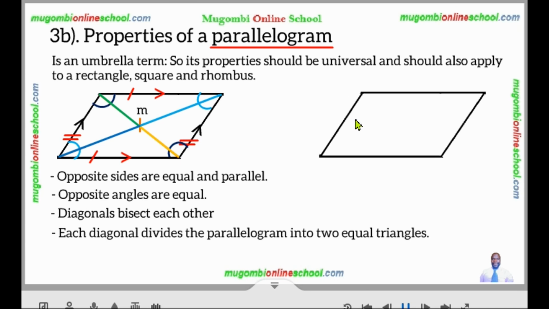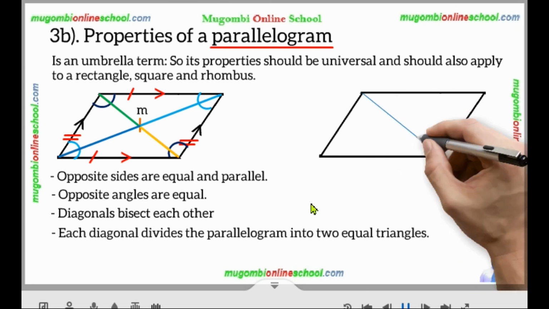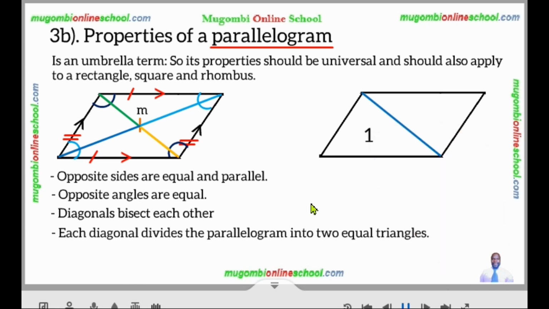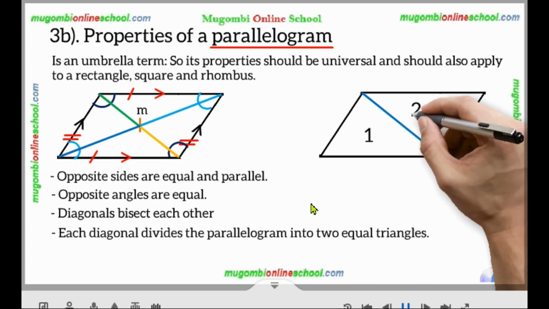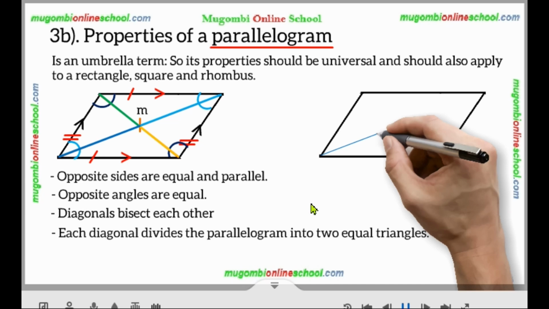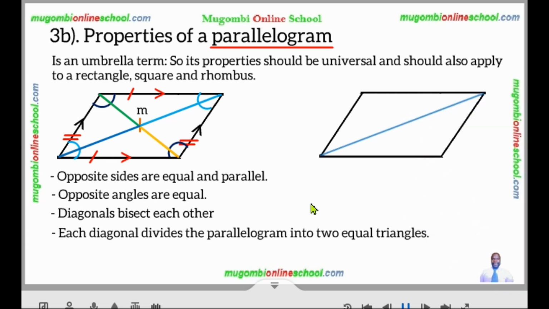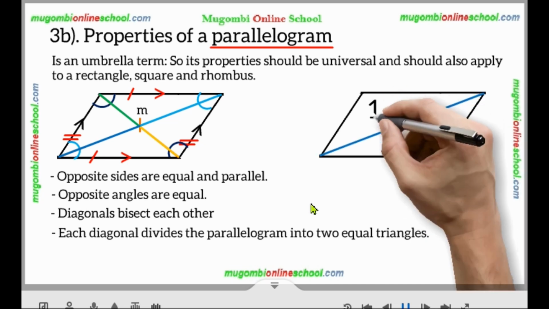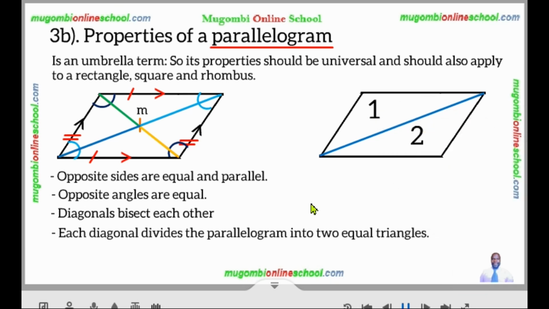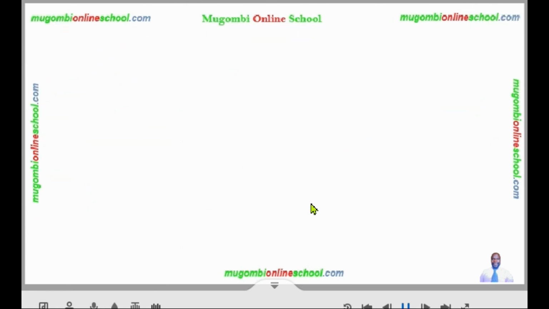Let me explain on a separate diagram. If I draw a diagonal like this, the first triangle, which I'm marking triangle 1, is equal to this triangle number 2. Then if I draw another diagonal, which is this one, it will also divide the parallelogram into two equal triangles. Triangle 1 is equal to triangle number 2. All right, so this is about parallelograms.